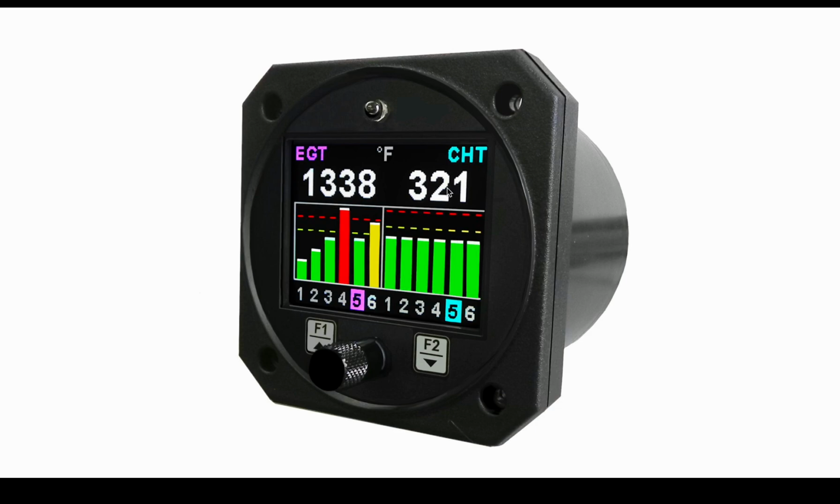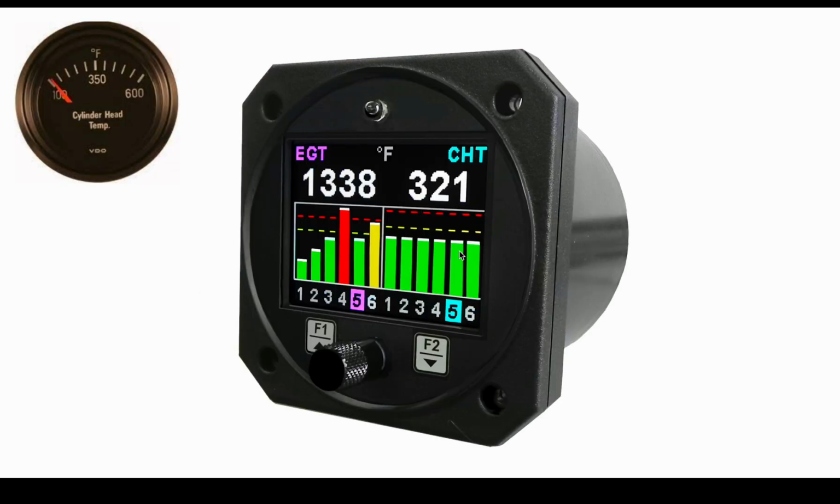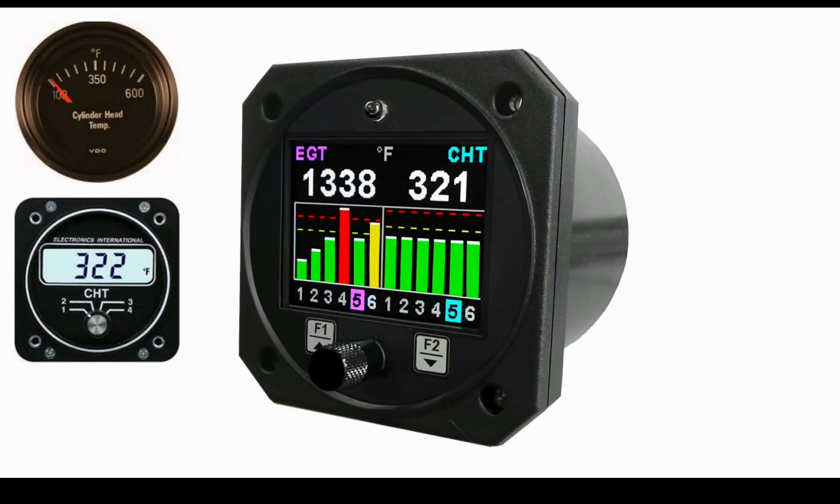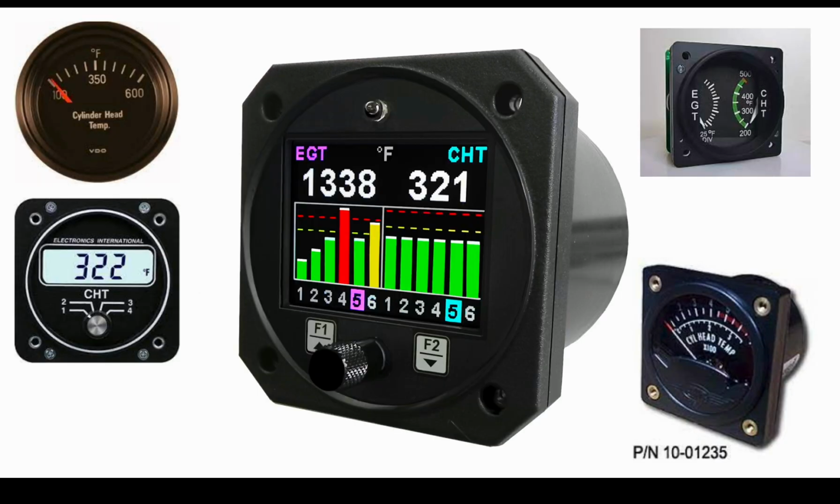So this is external temperature. This is internal. If this gets hot, like this cylinder right here is getting hot, that's a mixture problem. You're a little too lean. You might want to enrich the mixture a little bit. If this cylinder head temperature gets a little hot, you might want to lower your pitch or open your cowl flaps if you have them. Cylinder head temperature gauges come in all different flavors and sizes, so just know which one works with your plane.